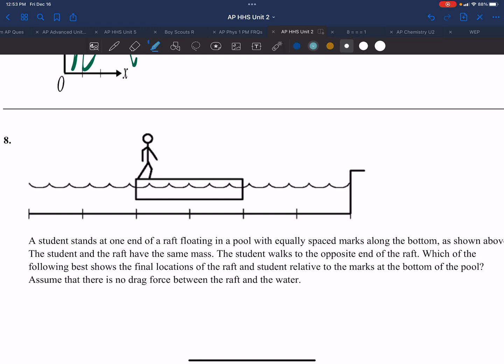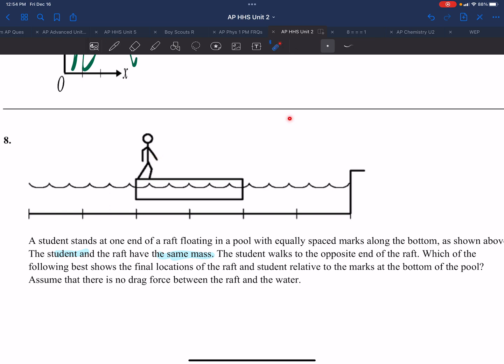So we have a student on one end of a raft floating in a pool with equally spaced marks on the bottom. The raft and the student have the same mass. And the student walks to the opposite end of the raft, and we're asked to depict what that would look like. Or choose the correct one. So first of all, what we know is that the student is going to walk in this direction.